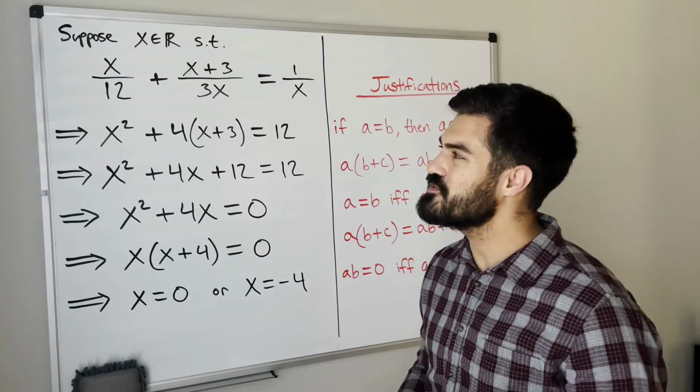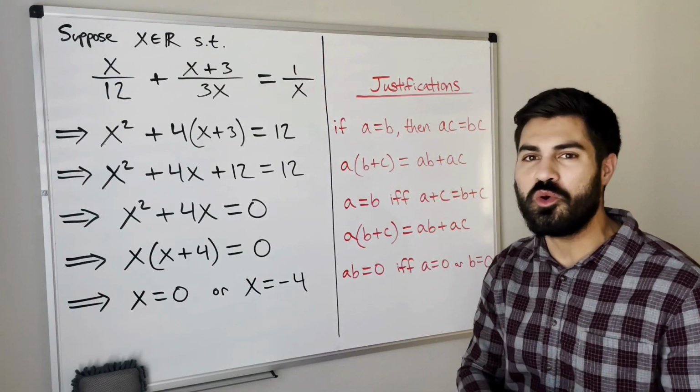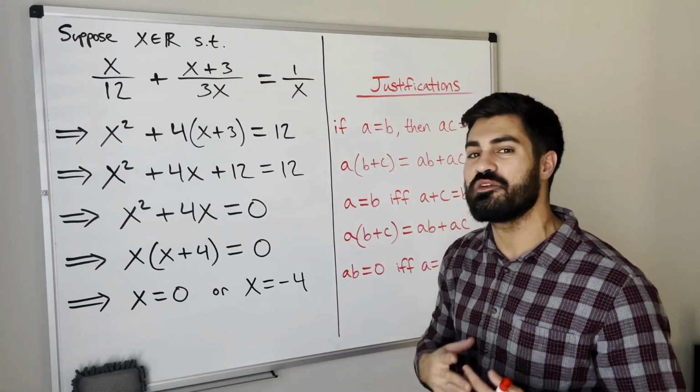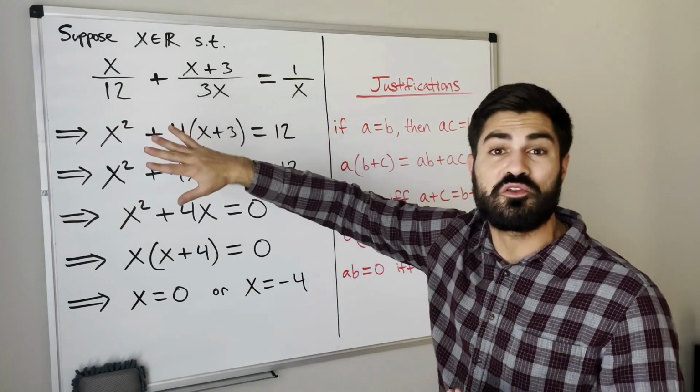All right, so let's finish off the video by looking at this rational equation. How we would typically approach solving this equation is multiplying both sides of it by the least common denominator to get rid of all the fractions.